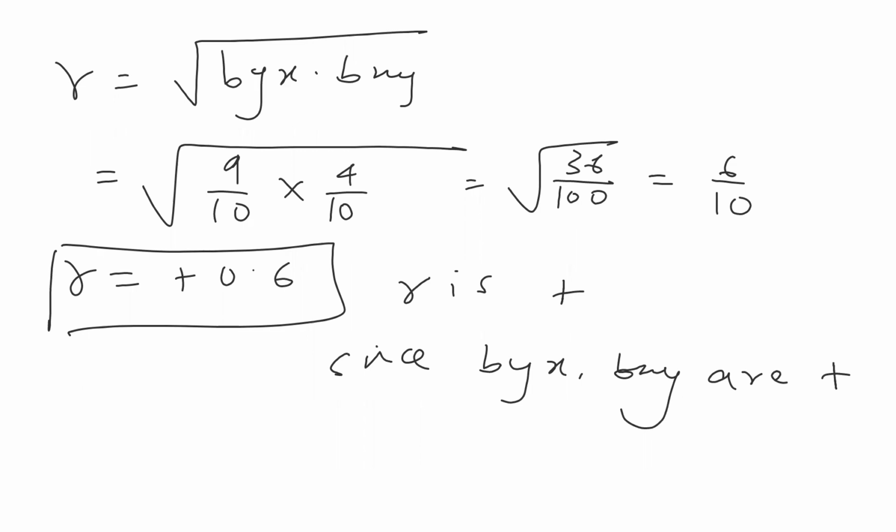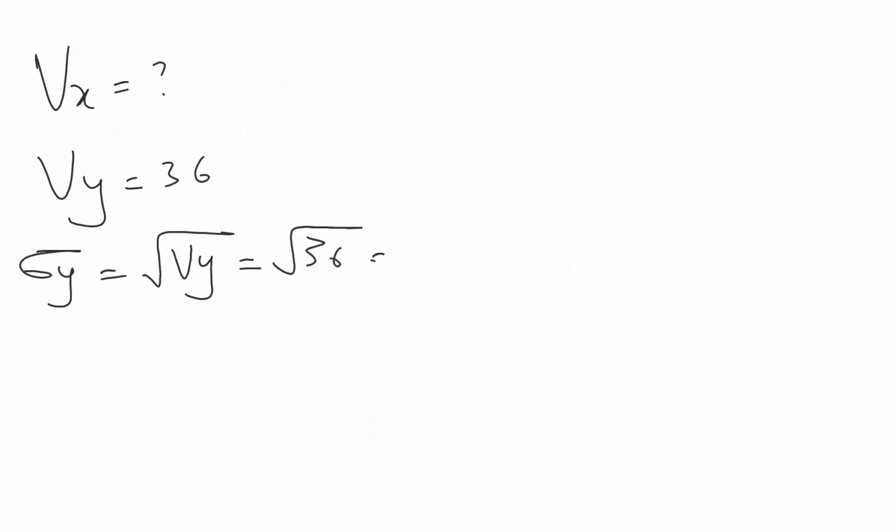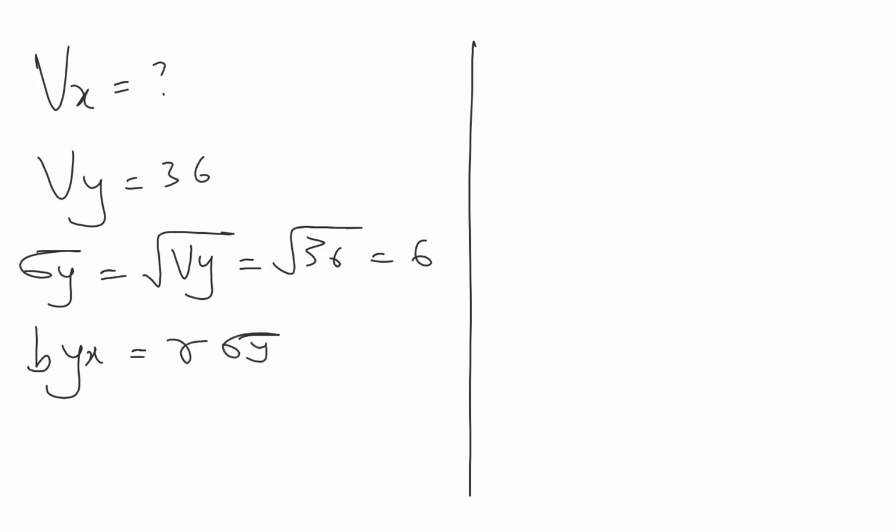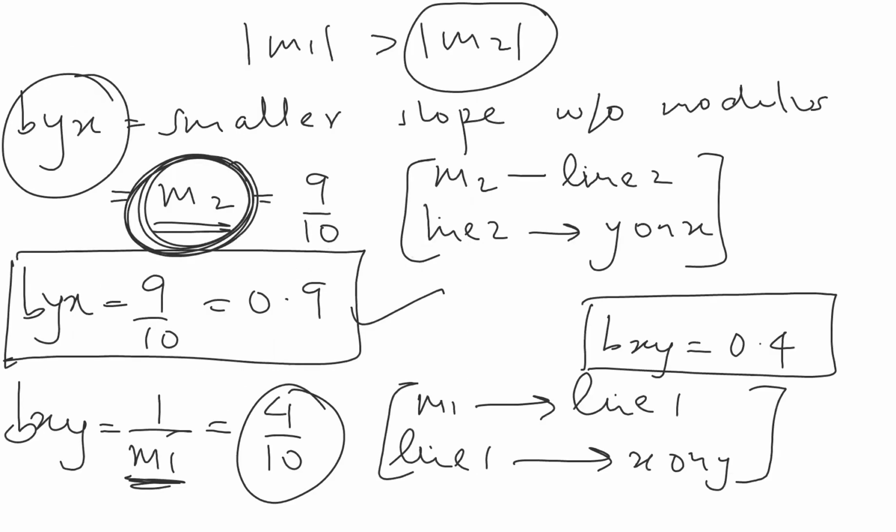Now see, in the third part of the problem, they are asking us to calculate the variance of x. Variance of x is needed. Variance of y is given as 36. Therefore, the standard deviation of y is equal to the root of variance of y, root of 36, which is equal to 6. Now take any one regression coefficient. Let's take byx this time; earlier we had taken bxy. So byx is equal to r sigma y upon sigma x. byx we have already calculated: 0.9, but we'll take 9 upon 10 for the calculation.